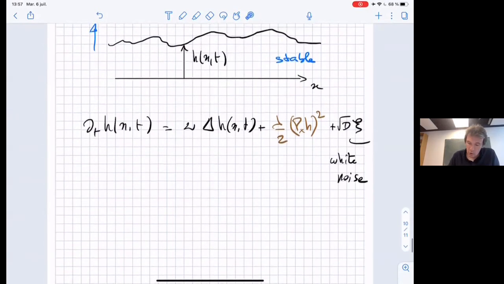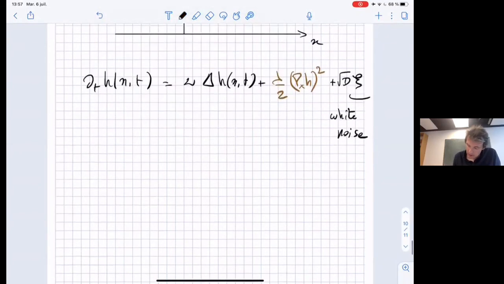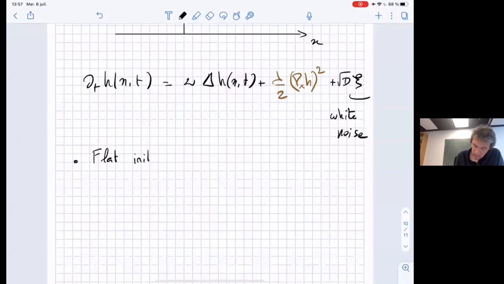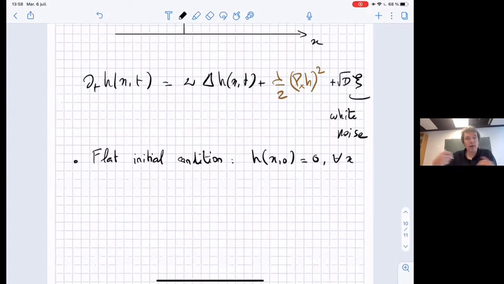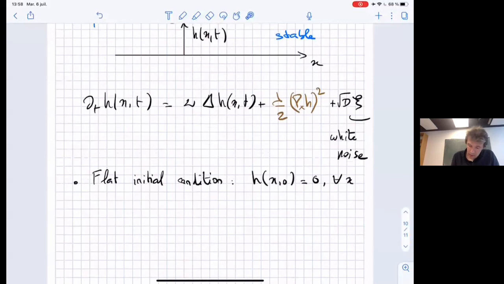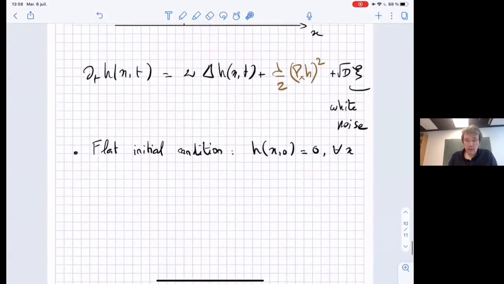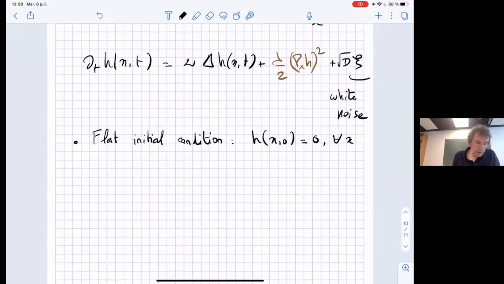So let's look at the simple case. Let's start with a flat initial condition. So basically, that means that h(x,0) is just equal to 0 for all x on the full real line. And then you run this equation. And in the large time limit, what people have shown, and I will probably not have time to show you that in detail, is that if you look at what happens at a given point x for large time, so you fix x and you look at the large time limit.